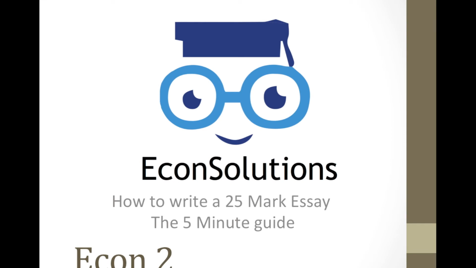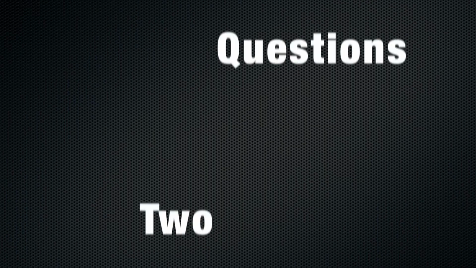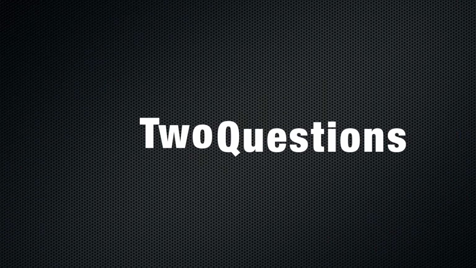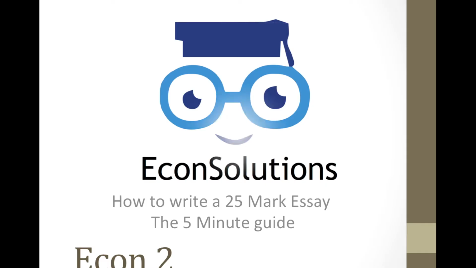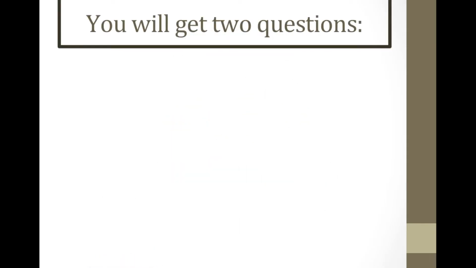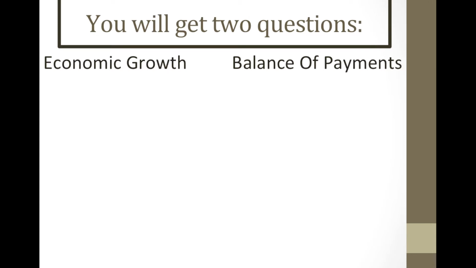Econ Solutions, how to write a 25 mark essay. This is just a short guide to the Unit 2 essay, to try and get you those 25 marks. So the first thing to note is that you'll be asked essentially two questions based around two things, and that will be economic growth and the balance of payments.